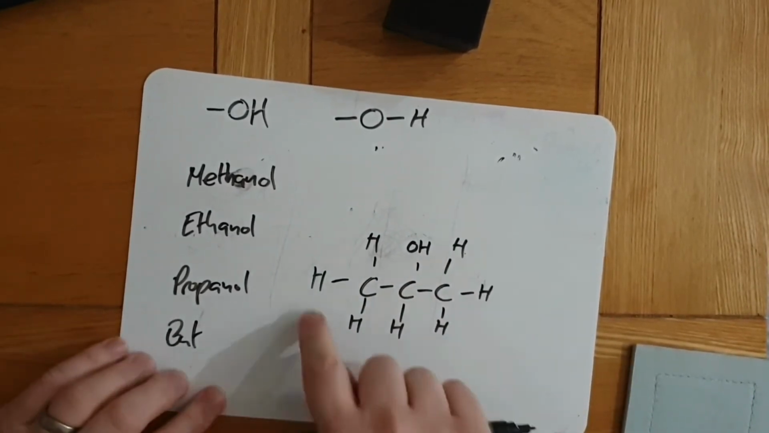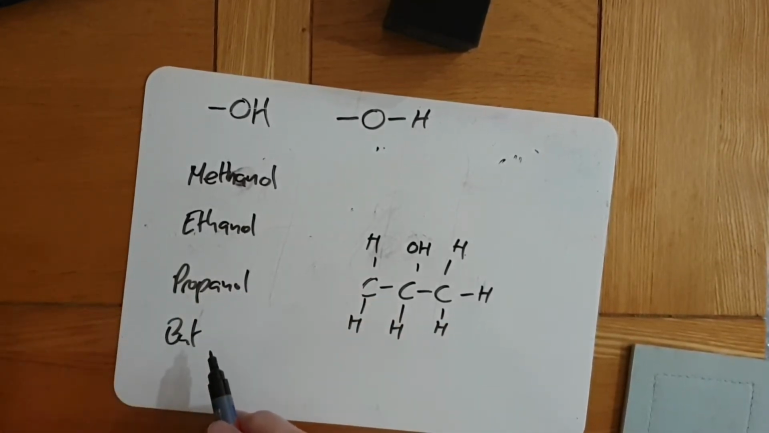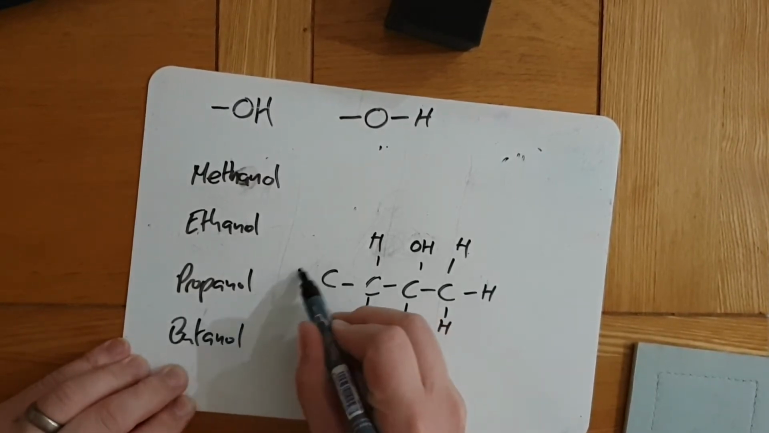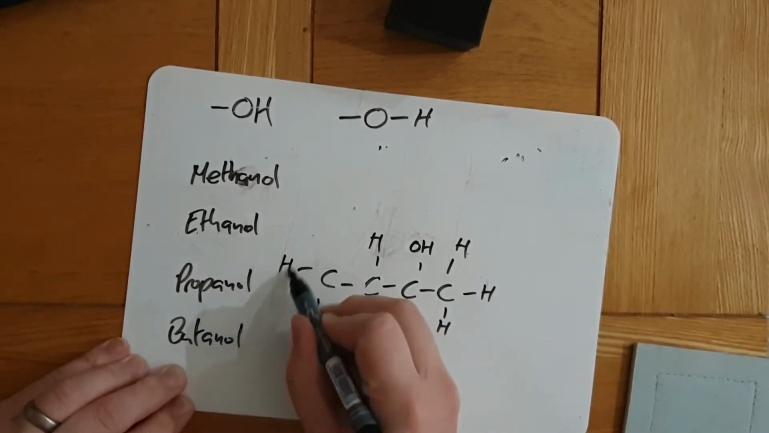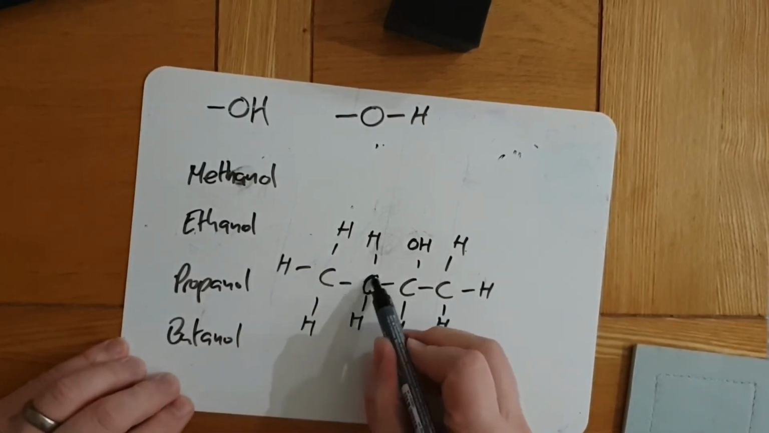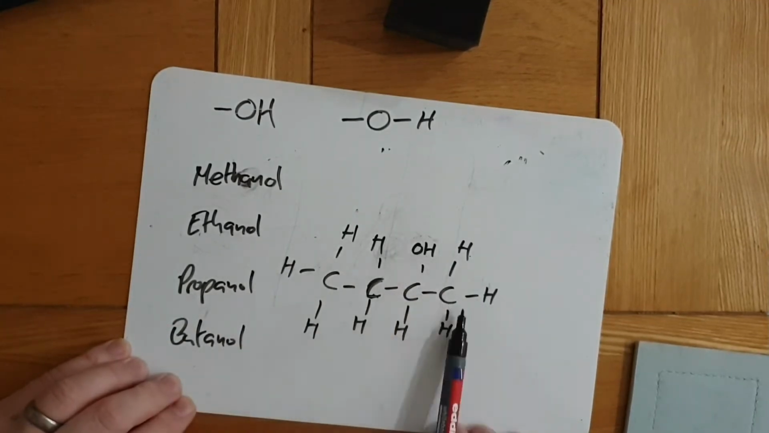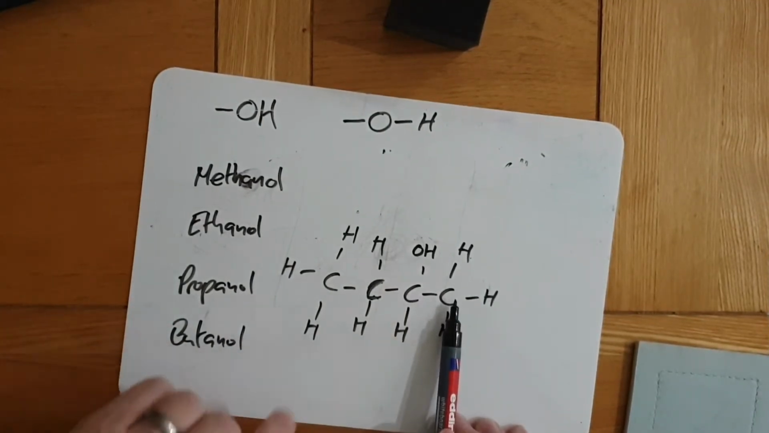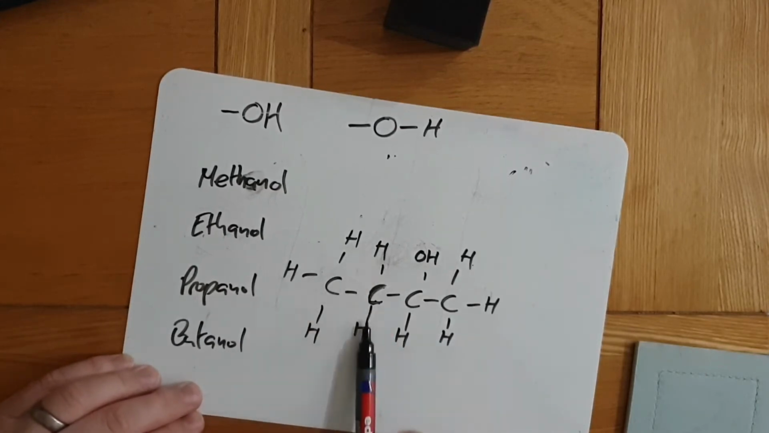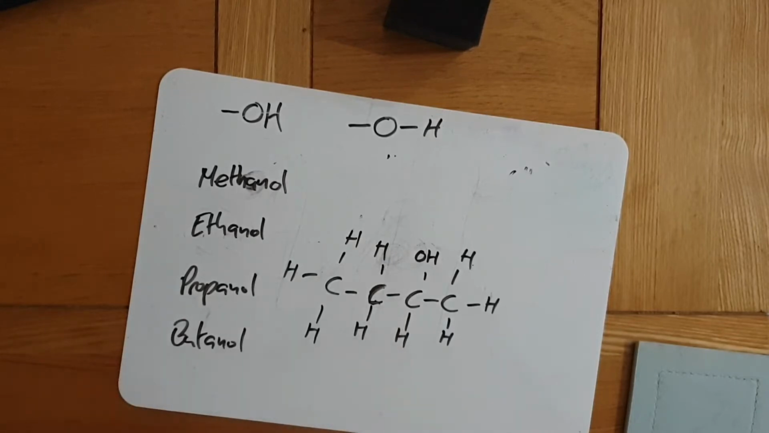So for butanol, meth, eth, prop, but. Pause it now if you didn't have a go at drawing it earlier. For butanol we need another carbon, H, H, H, and that's butanol. I could put that OH absolutely anywhere, so actually this is butan-2-ol. If it was on the end, it'd be butan-1-ol. If it was there, butan-1-ol, and there, butan-2-ol, because we can just start counting from the other end.